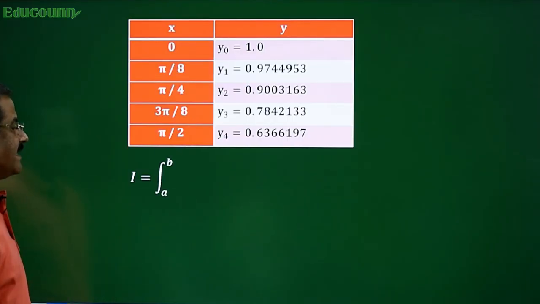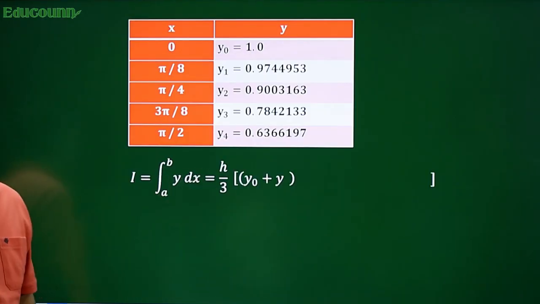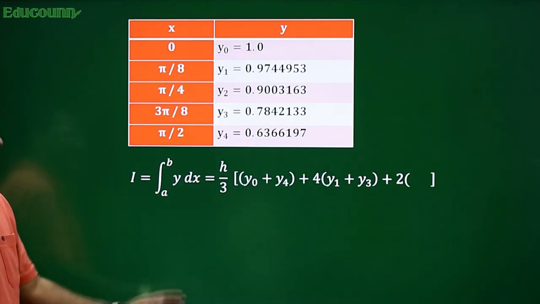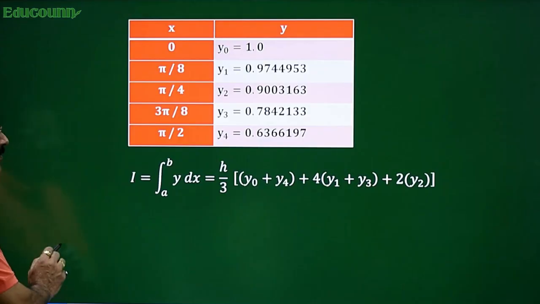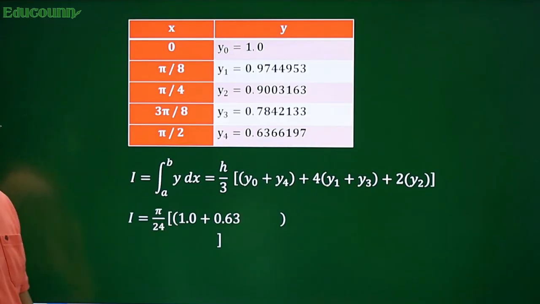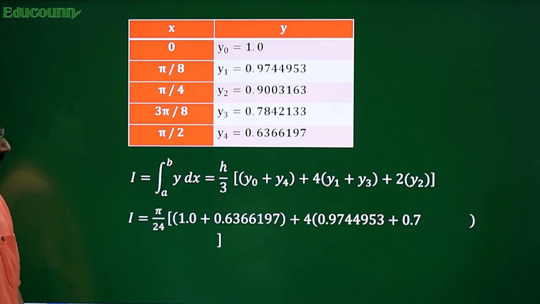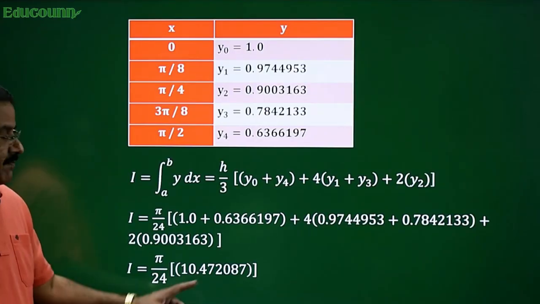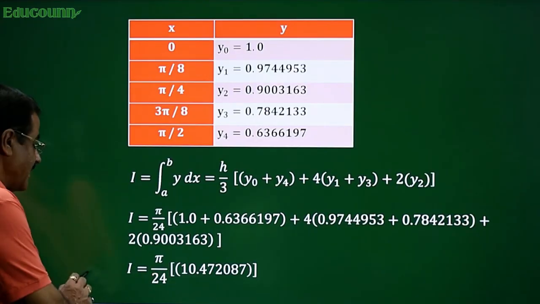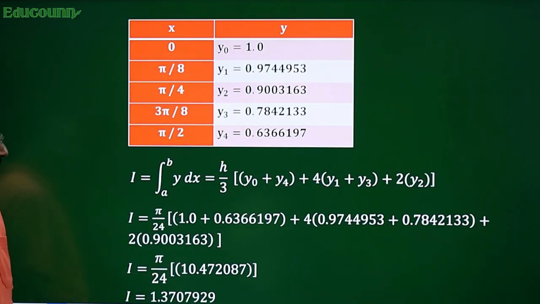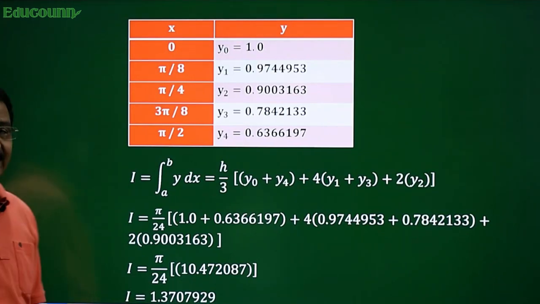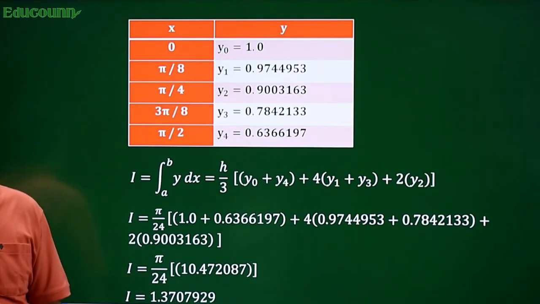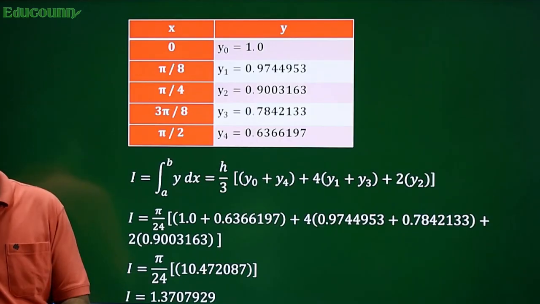And now write down the formula for Simpson's 1/3 rule. After writing down the formula, you can put in all these values whatever we obtained here, and after that you will get the answer using Simpson's rule as pi by 4 into this bracket, and the final answer comes to be 1.3707929.